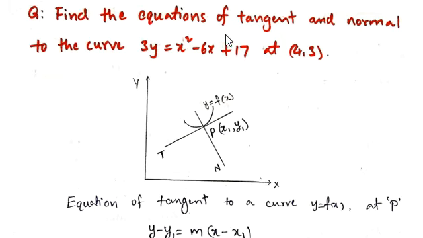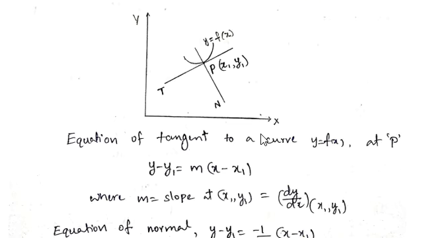Find the equations of tangent and normal to the curve 3y equals x squared minus 6x plus 17 at (4, 3). The equation of tangent to a curve y equals f(x) at a point P given by (x1, y1) is given by the equation y minus y1 equals m into (x minus x1).